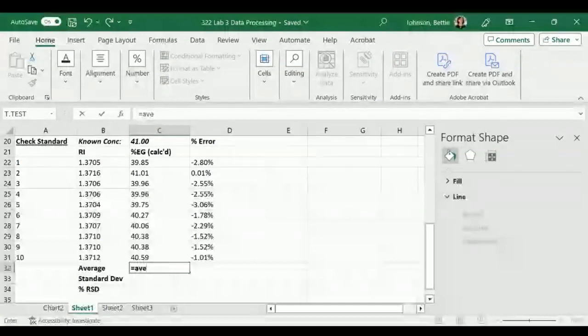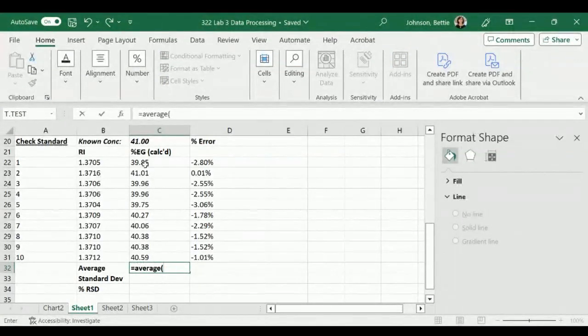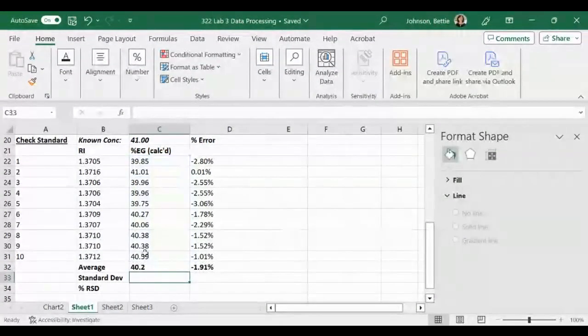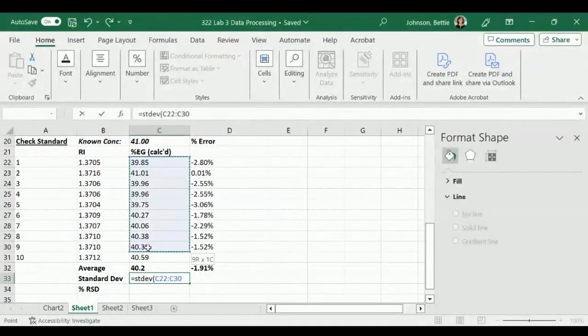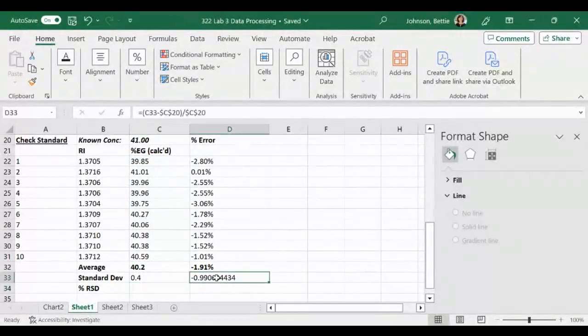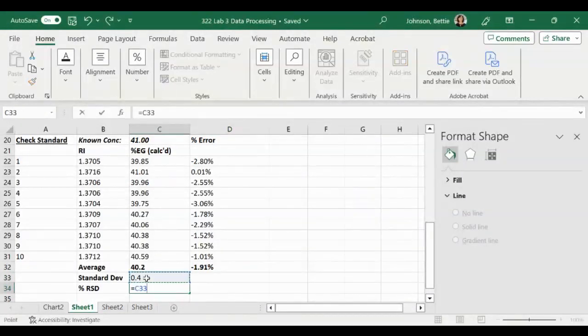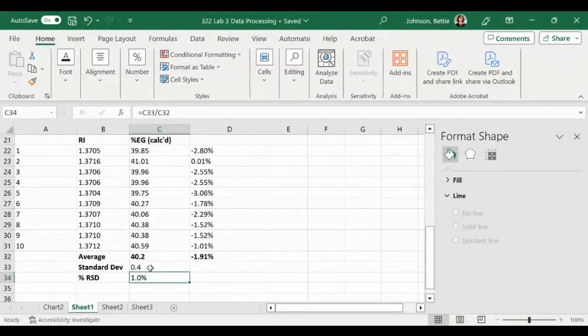Then we can calculate the average of the percent ethylene glycol measurements in that standard that we ran in 10 replicates. We can calculate the standard deviation. We don't really need an average standard deviation. And then finally, the percent relative standard deviation. That equals standard deviation divided by the average. And again, I've already set the cell to be in terms of percent, so it's already multiplied by 100.